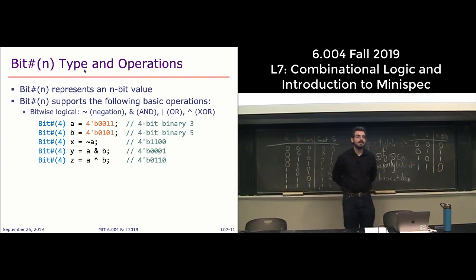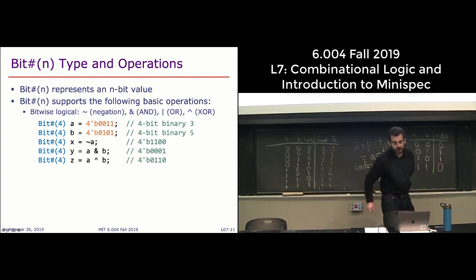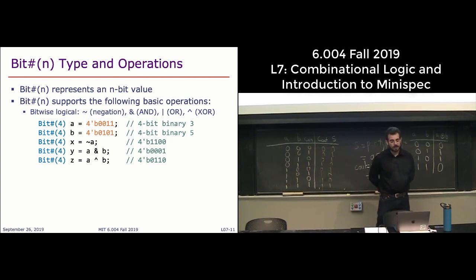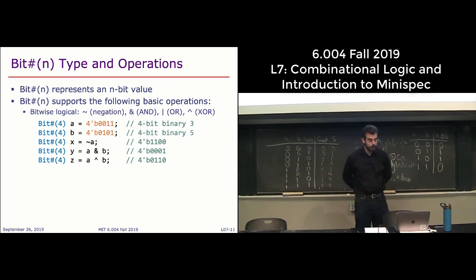To solve this, we have a slightly more complex type that we call Bit#(n) that represents an n-bit value. Now, this notation is a little bit weird, right? It's Bit, hash, open parenthesis, n, close parenthesis. This n is what we call a parameter, and we will see exactly how you can define your own parametric types and parametric functions in the next lecture. But for now, you can treat this as something where you plop in a particular number and you get a number that's that many bits wide.